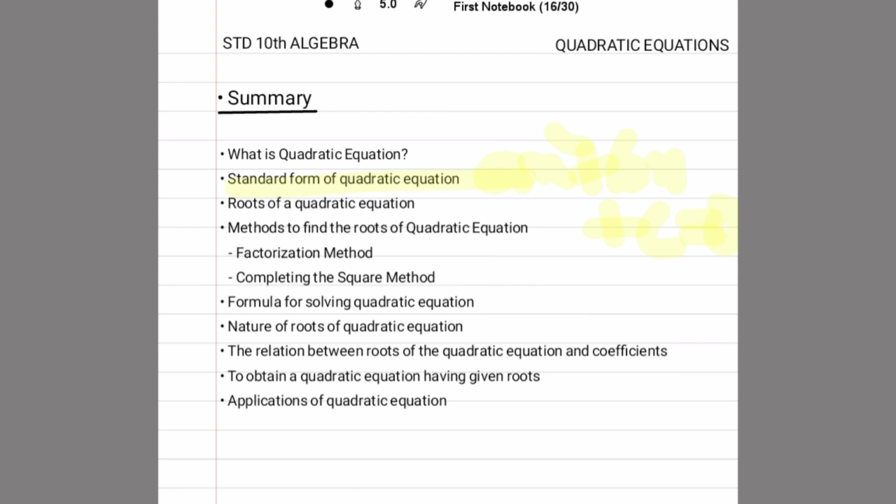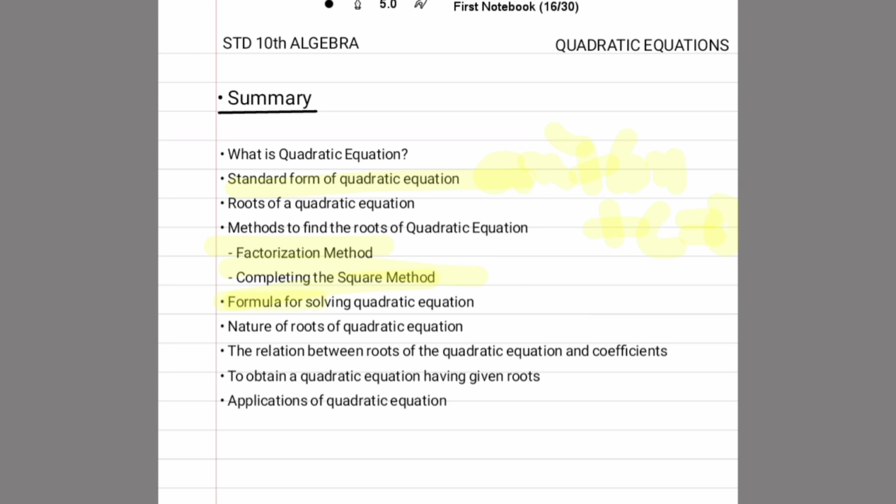The first was the factorization method, in which we had to find the factors of the number which we get by multiplying the constant term and the first coefficient, and write those factors such that we get the middle number by subtracting or adding them, right? So this is what we learned in the factorization method. Next was the completing the square method. In this method, we had an equation and we had to write it in the form of a complete square and get the value of x. So this is what we did in the completing the square method.